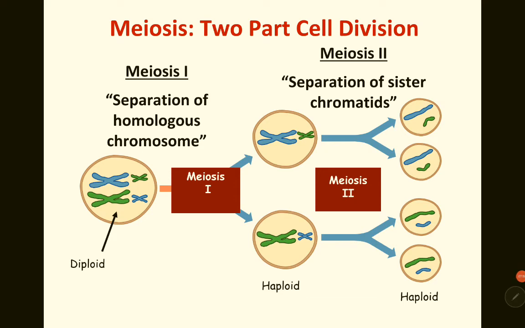This is the diagrammatic explanation of meiosis 1 and meiosis 2. For meiosis 1, they have diploid chromosomes, so they have 2 sets of chromosomes. This is called 1 set. This is called 2 sets. This is another 2 sets.